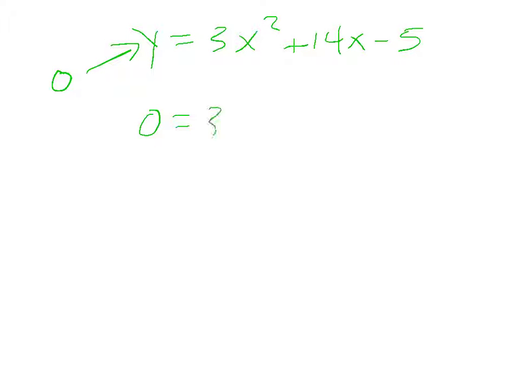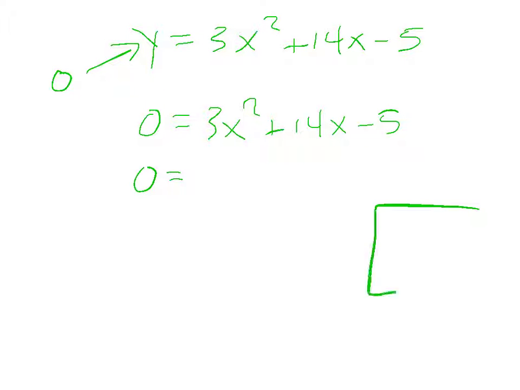One more example. Let's say I want to find the zeros of y equals 3x squared plus 14x minus 5. Then what I'm going to do, once again, I'm finding the zeros, so I'm going to plug in 0 for y. So I get 0 equals 3x squared plus 14x minus 5. And now I want to box it out. So I box it out.